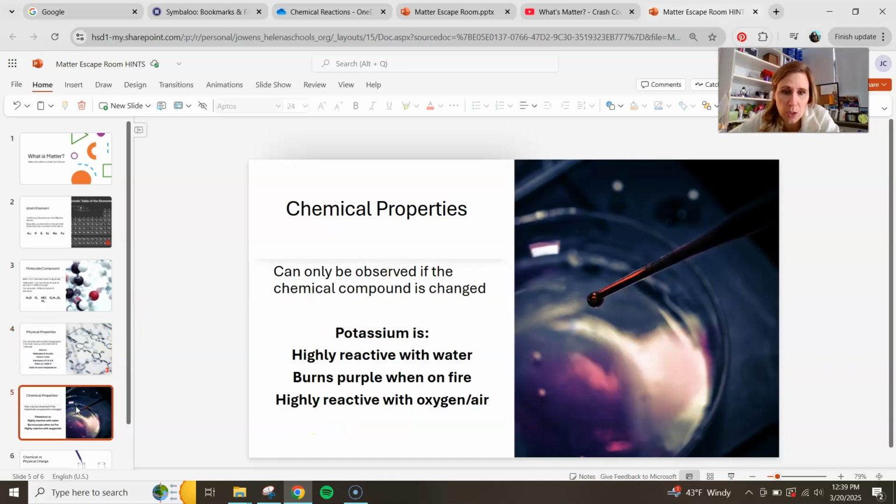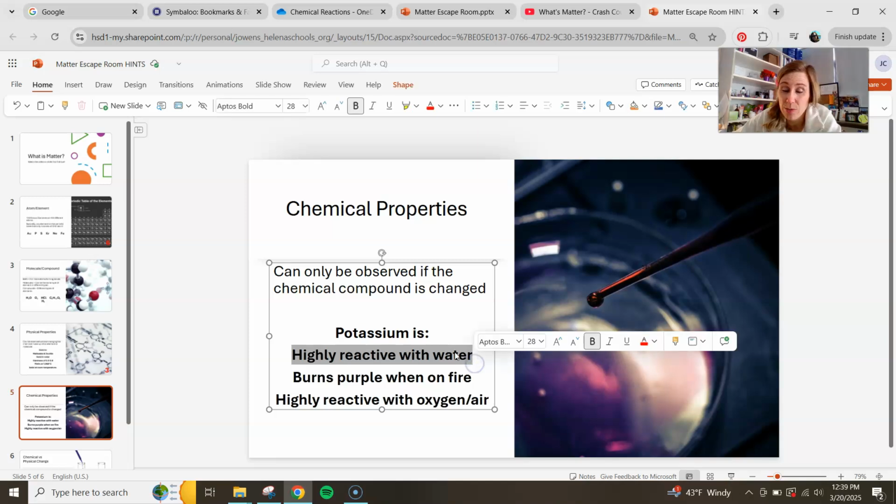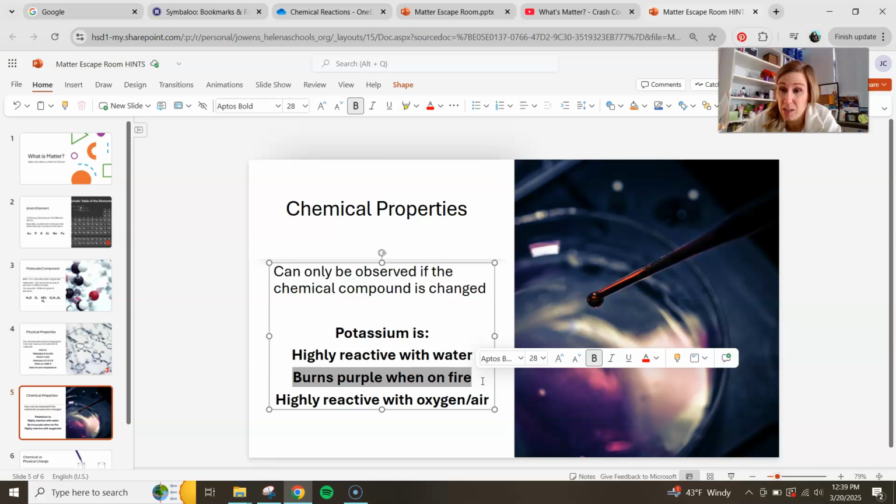Chemical properties can only be observed if the chemical compound has changed, so you won't have the same compound anymore. For instance, if you throw potassium into water, it actually explodes and starts on fire. So a chemical property would be that it's highly reactive with water. It burns purple when on fire, because it gives off a lot of energy, and that flame is purple in color.